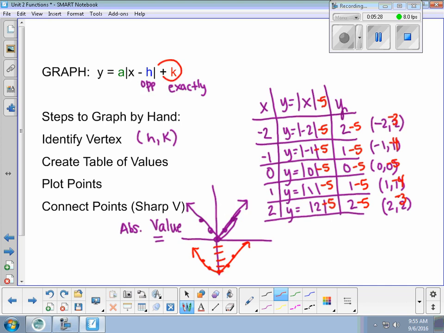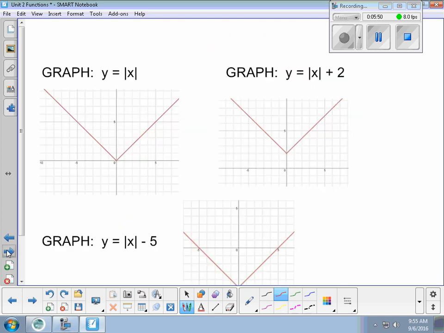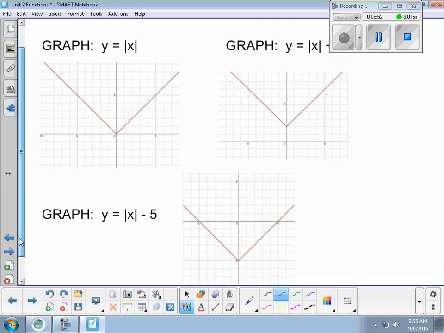So what does it look like this value does to your graph? This gives it what's called a vertical shift. If it's positive, it moves it up. If it's negative, it moves it down. And these were the 3 graphs.